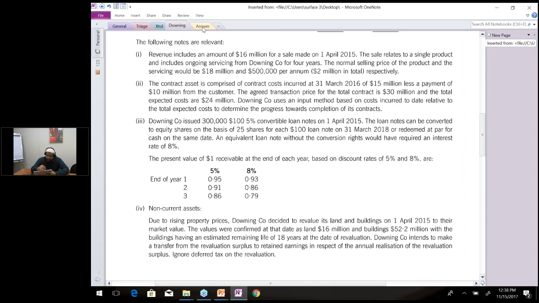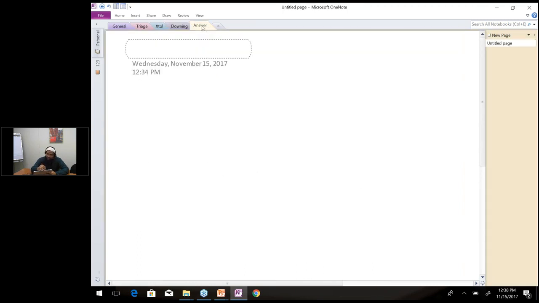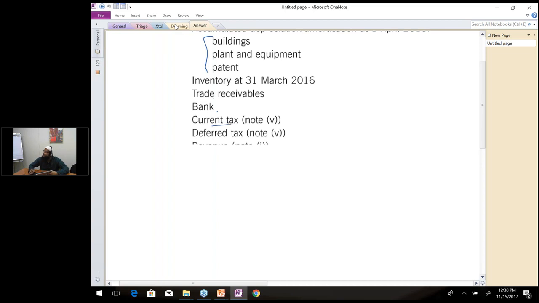So I'm writing the answer on the next sheet so that you people are able to see this properly. So this is the answer sheet and this is the question sheet.